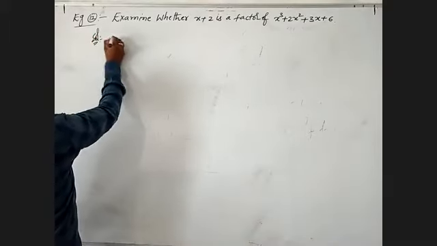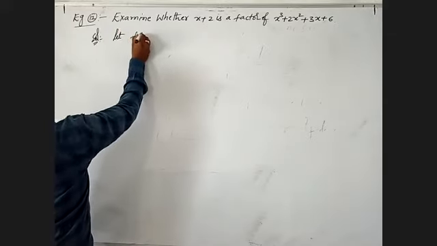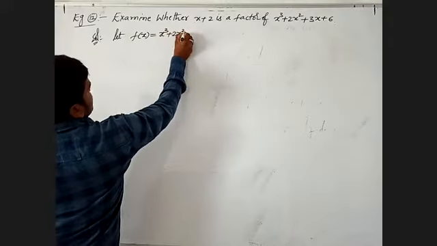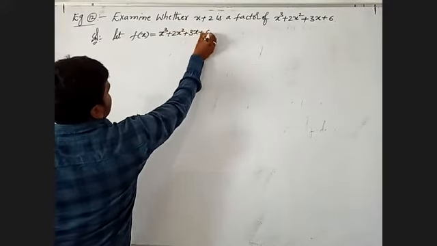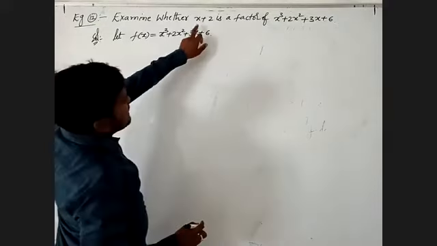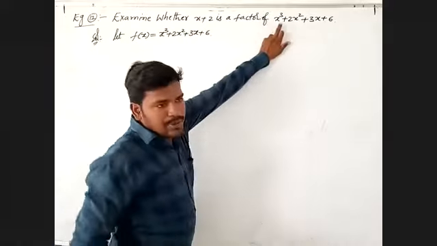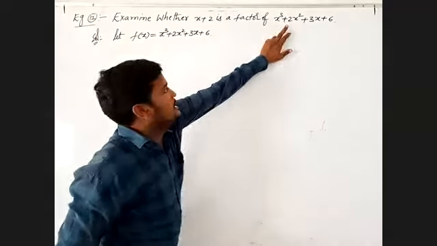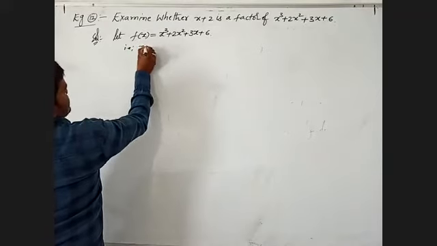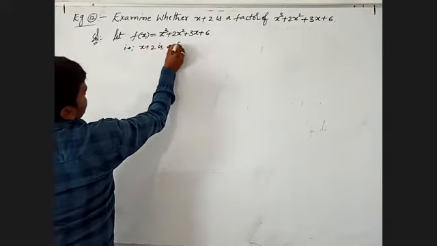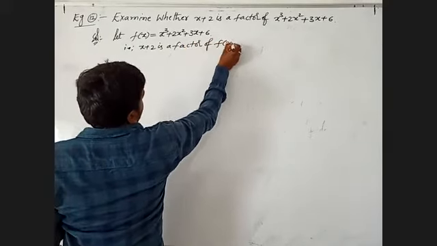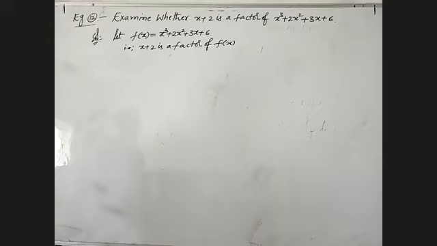This given polynomial, let us say that f of x is x cube plus 2x square plus 3x plus 6. What is the given statement here? x plus 2 is a factor of the given polynomial, which I name f of x. That is, x plus 2 is a factor of f of x.